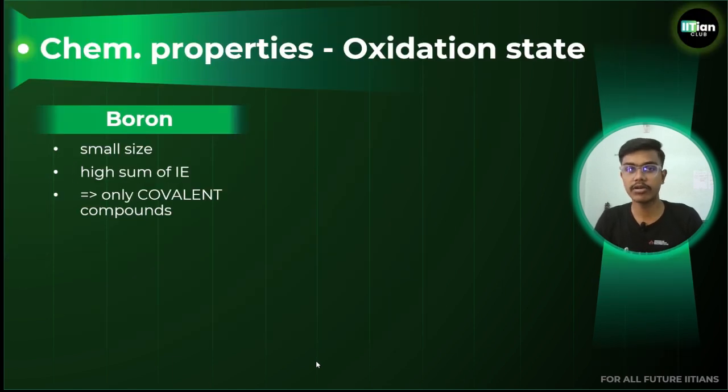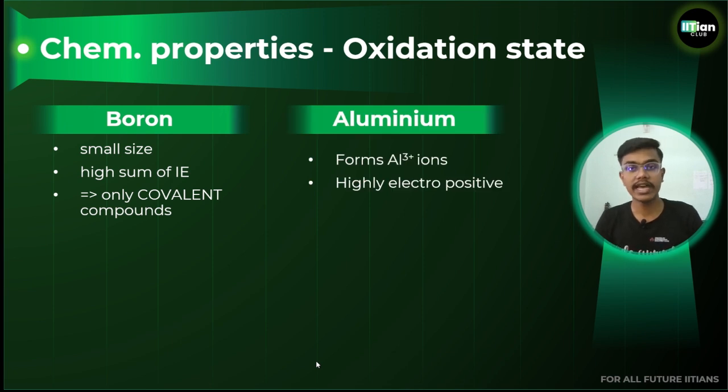Next we have chemical properties and under that we have oxidation state. Boron has a very small size. Due to its compact nature, the ionization enthalpy, that is the energy required to remove the electron from it, is very high. So it forms only covalent compounds. And speaking about aluminum, it is highly electropositive. Electropositive in the sense it is highly willing to donate its electron and it forms Al3+ ions.